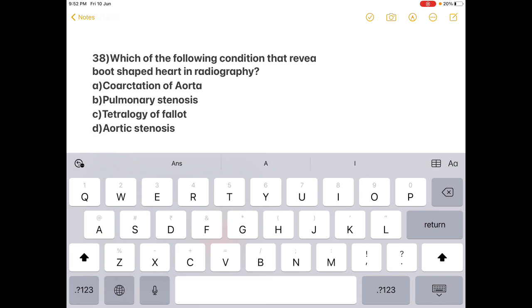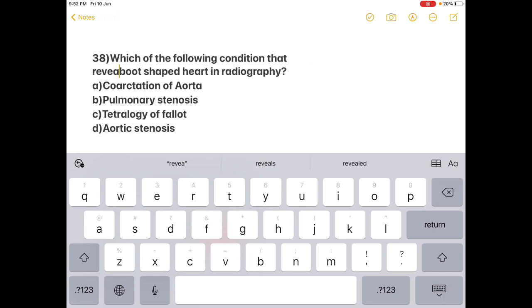Which of the following conditions reveals a boot shaped heart in radiography while doing an X-ray? Which of the following diseases reveals a boot shaped heart in radiography? Option A, coarctation of aorta. Option B, pulmonary stenosis. Option C, tetralogy of Fallot. Option D, aortic stenosis. The correct answer here is C. In tetralogy of Fallot, boot shaped heart is present.